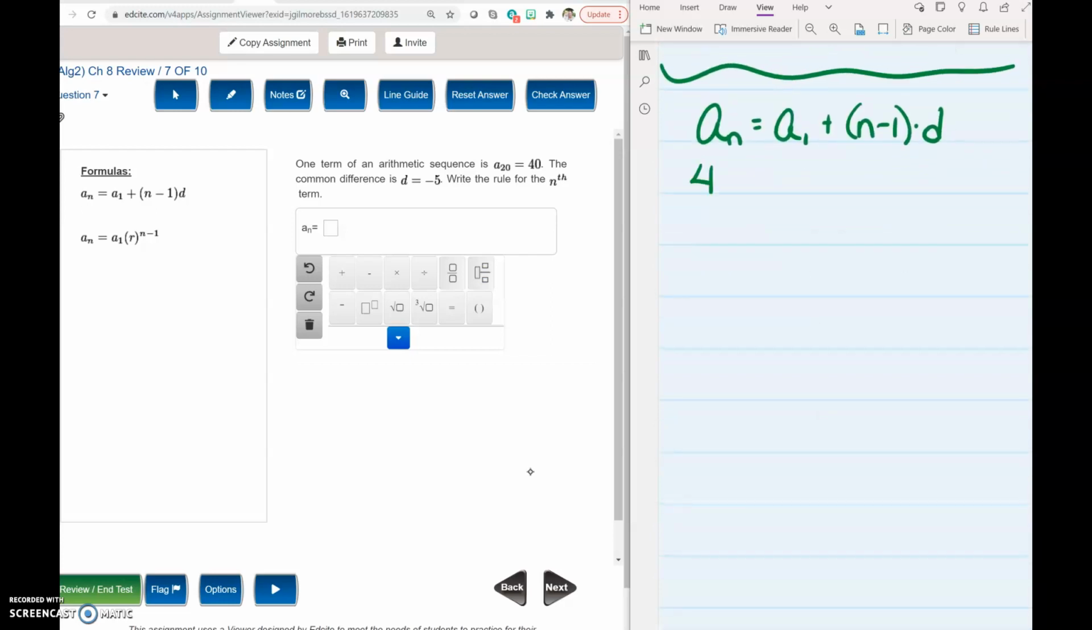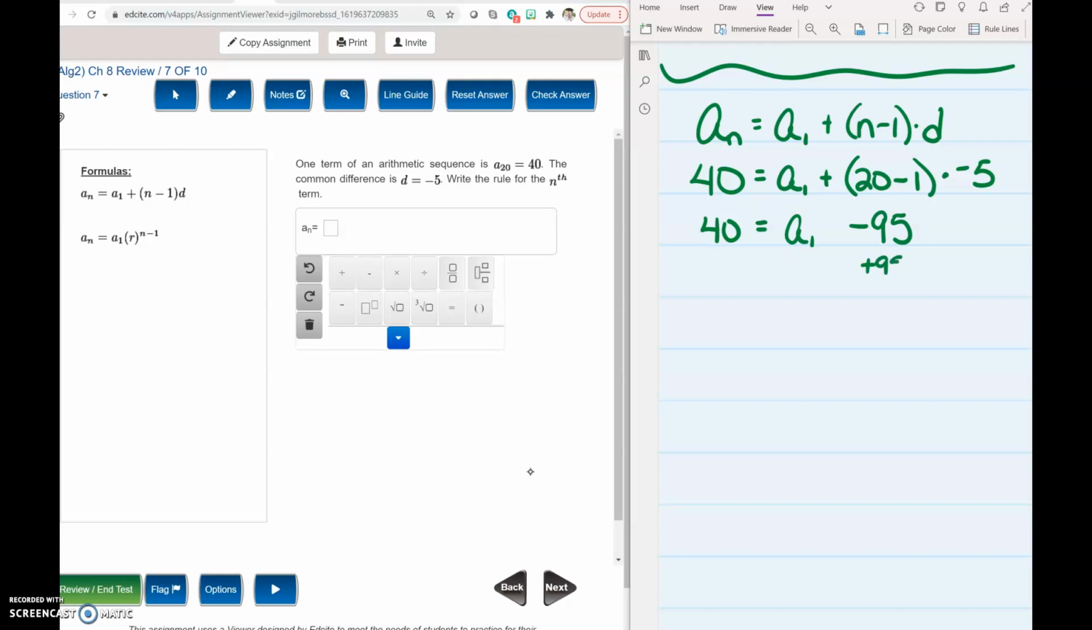We're going to use 40 in place of a sub n. We don't know our first term. Because we used 40, we're going to use an n value of 20 because 40 was the 20th term. And our common difference is -5. 20 minus 1 is 19, and 19 times -5 is -95. So we have a sub 1 minus 95 equals 40.